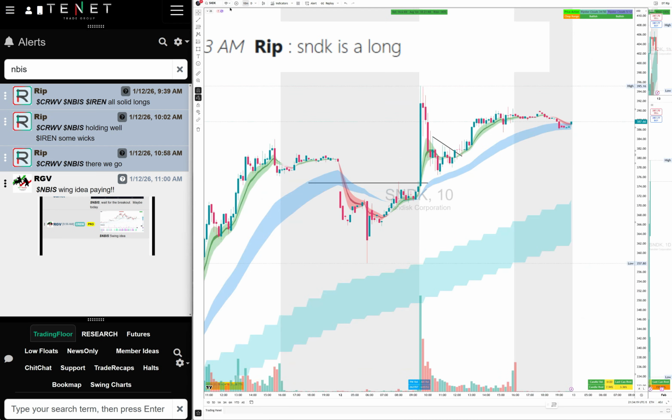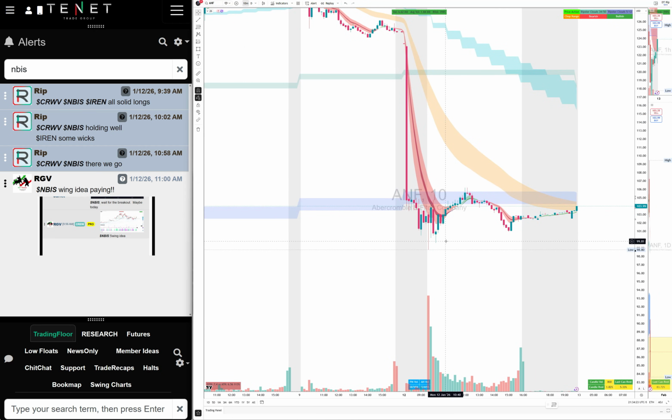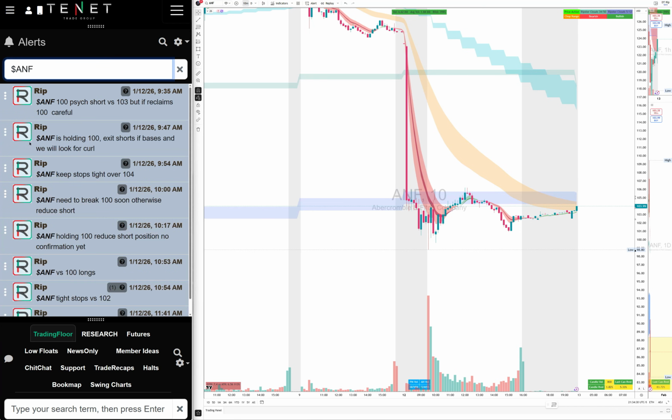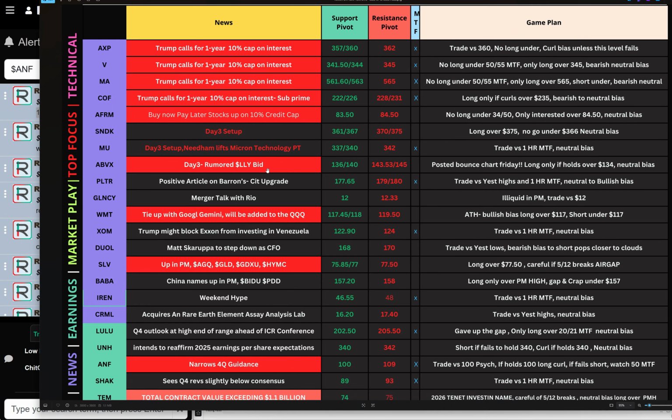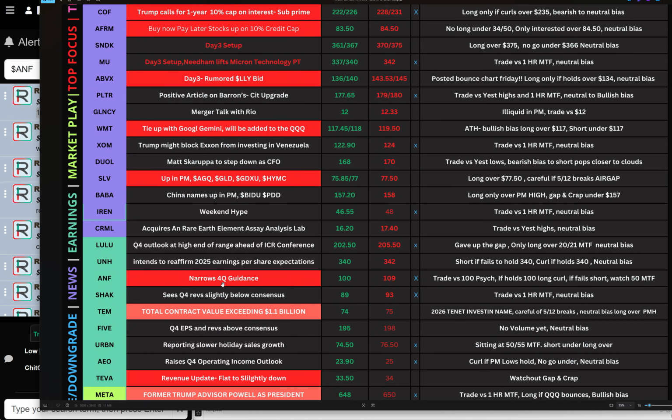Let's look at a few other plays today. ANF was another. So many plays today. ANF was one of our short losers, which was not working. We tried to short it a few times versus 100, but it kept on holding 100. It was a 100 psych short. I told the traders to be careful if it reclaims 100. So this is one example where the 100 concept did not work. But why is that? It's important to understand that. ANF reported narrow guidance. The trade was a 100 psych.